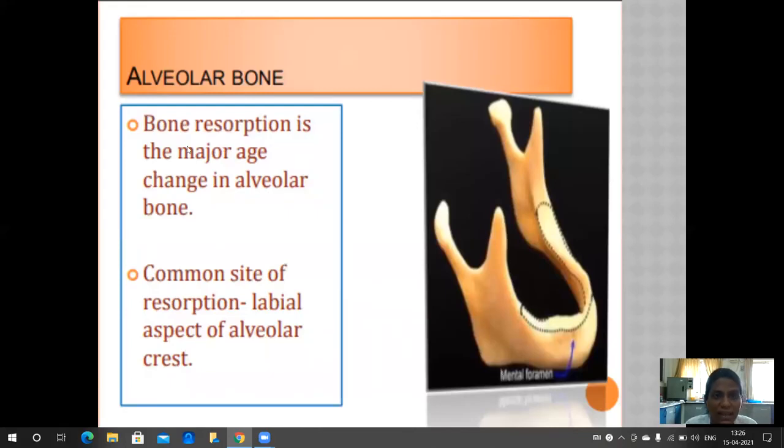The last one is the alveolar bone. In the alveolar bone, bone resorption is a major change. The common site of resorption is the labial aspect of the alveolar bone. This is the labial aspect of the alveolar bone. This is the occlusal aspect of the alveolar bone. The labial aspect is the most common site of resorption.